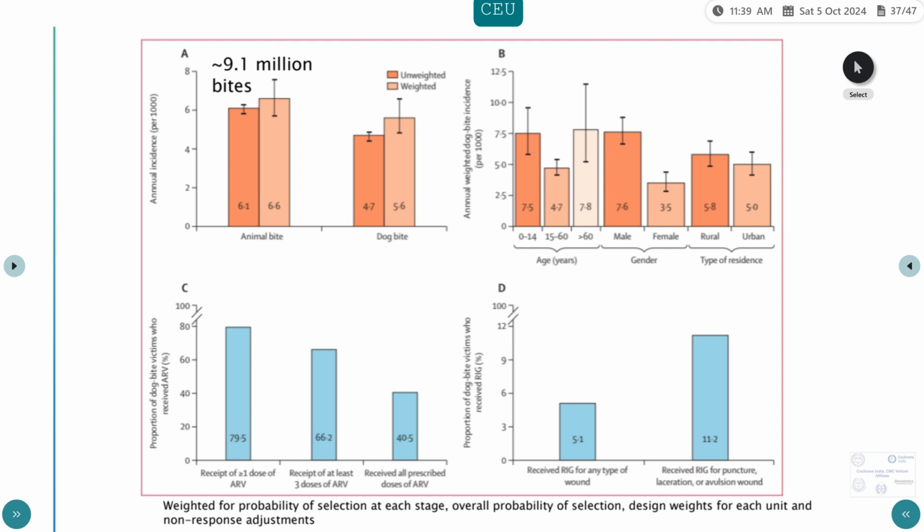When it came to dog bites and age, I think the children is very well described. Elderly people, more than 60, I never thought of this population being the highest. Children, of course, I guess.